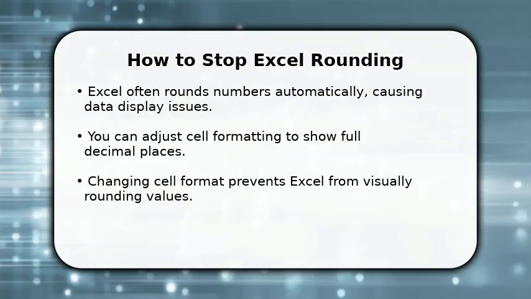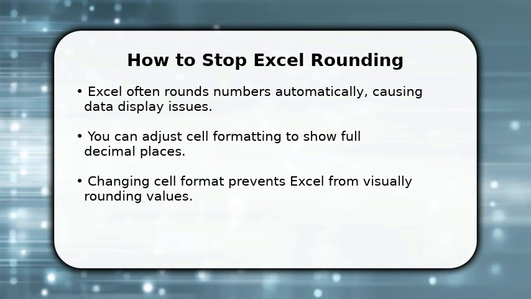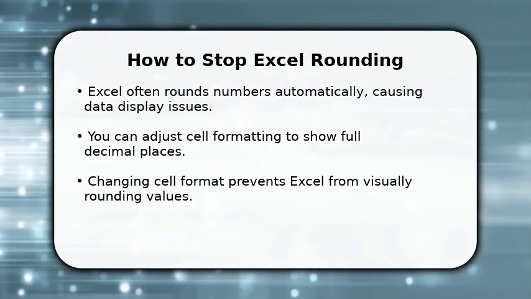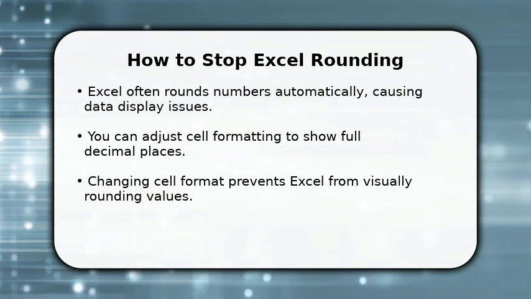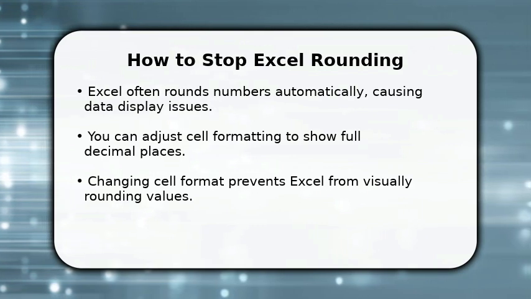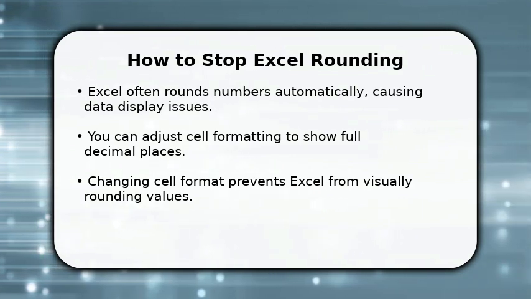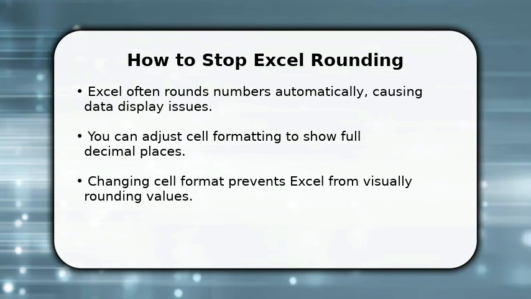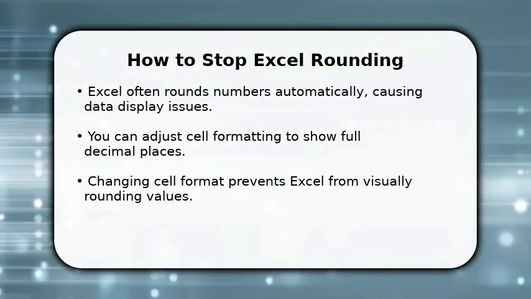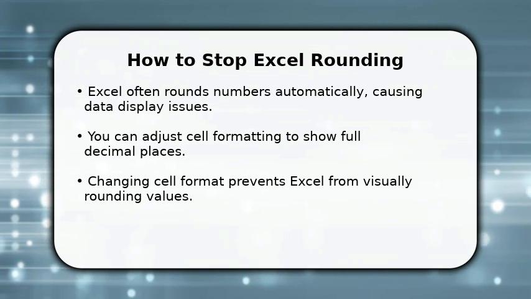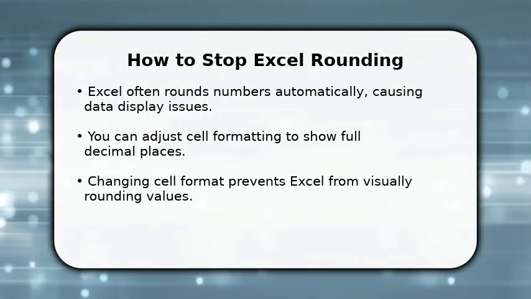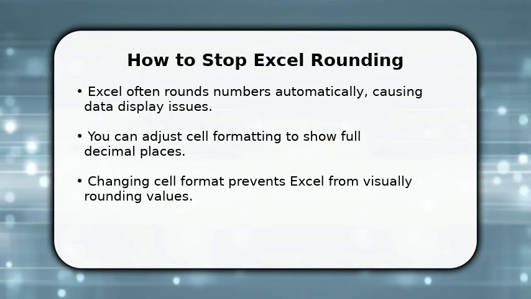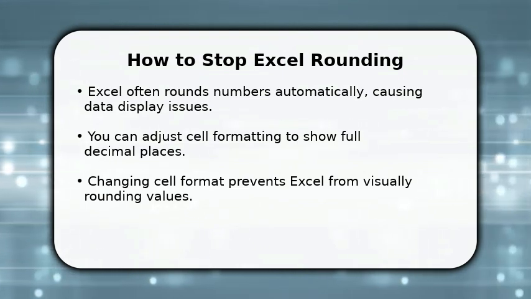In this video, I will explain how to get Excel to stop rounding numbers. Excel often rounds numbers automatically, which can be frustrating when you need precise data. This usually happens because of the cell's default formatting. We'll explore simple steps to adjust these settings, ensuring your numbers display exactly as entered, with all their decimal places visible. This method is straightforward and effective for maintaining data accuracy.